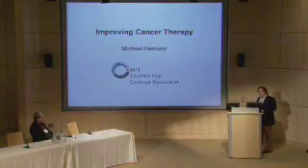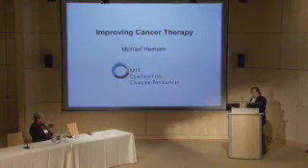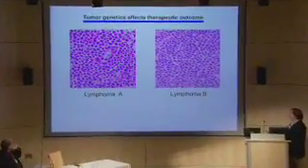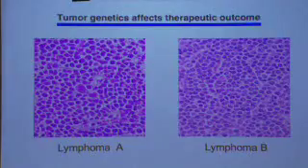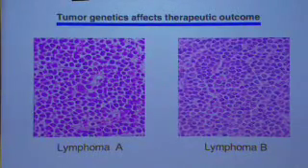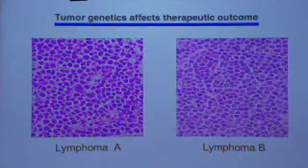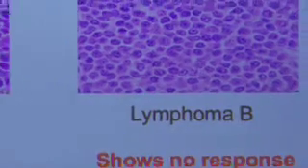My lab is interested in cancer therapy, and in particular in why cancer therapies fail. And I think a good example of the problem that we work on is shown here. These are two lymphomas that are visually indistinguishable, and not only are they indistinguishable to you and me, but they're also pathologically indistinguishable. And because they're pathologically indistinguishable, they're treated the same way. Unfortunately, these two tumors have very different responses to therapy.